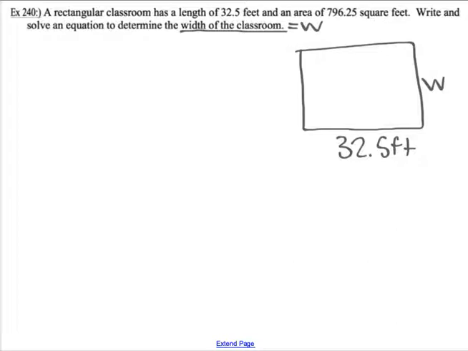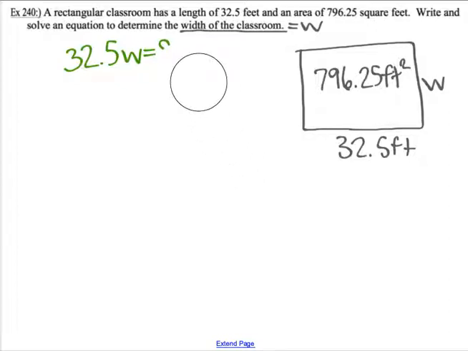It also tells us in this problem that the area of the classroom is 796.25 square feet. So I'm going to put that in my drawing. Now this drawing gives us all the information we need. Now remember, when you are doing area, area is length times width. So this is 32.5 times the width, and that will equal the area. Let me see, I started drawing the wrong number there. 796.25. Okay, that is the setup. Now we move on to solving.